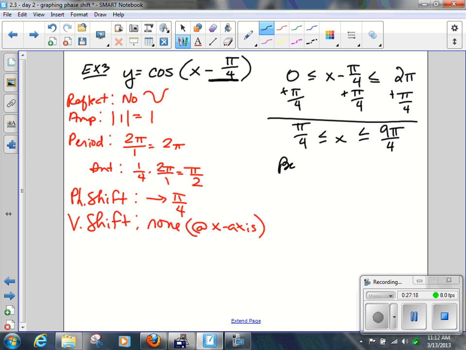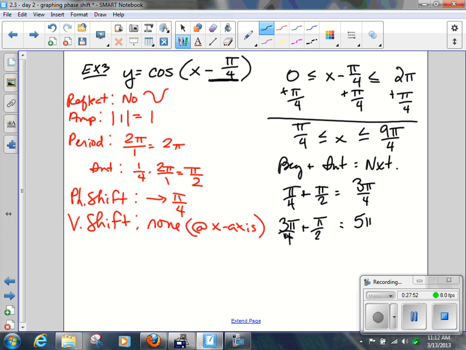Beginning point plus interval equals our next point. Pi over 4 plus, what's our interval? Pi over 2. Folks, this is all about a calculator. I don't want you to get caught up in all of the fractions. Throw this in your calculator. What's 1/4 plus 1/2? That's 3/4, or 3 pi over 4. Next place. What's 3/4 plus 1/2? 5/4. Look at the pattern that is occurring.